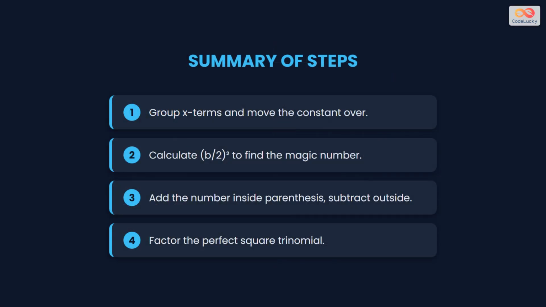To recap the process, first, group your x terms. Second, calculate b divided by 2 squared. Third, add that number inside the group and subtract it outside. Finally, factor the perfect square and simplify the constants. With these steps, you can master completing the square.